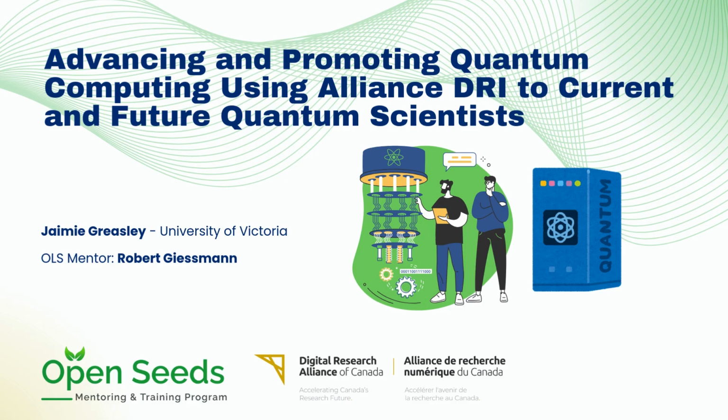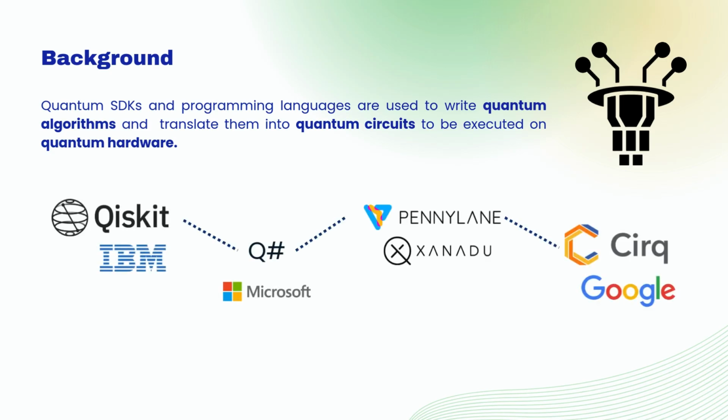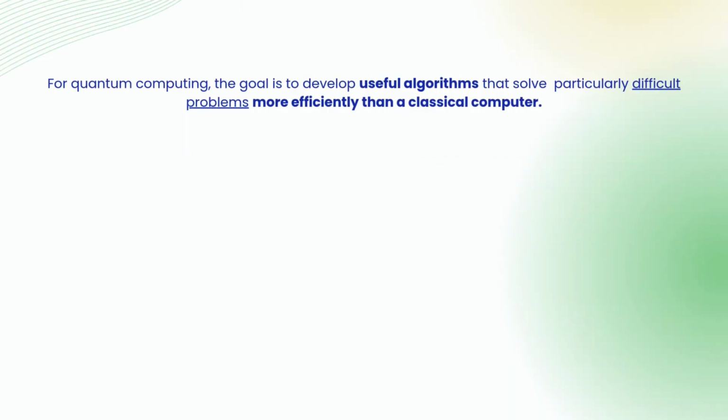but first some context. In quantum computing, there are several quantum programming languages and software development kits for the purpose of creating quantum algorithms and translating them into circuits that are run on quantum hardware. These are some of the widely used ones that have been developed by big tech companies like IBM, Microsoft, Google, and Xanadu. Quantum computing is about making use of the very unique properties of quantum mechanics to solve difficult problems more efficiently than classical computing.